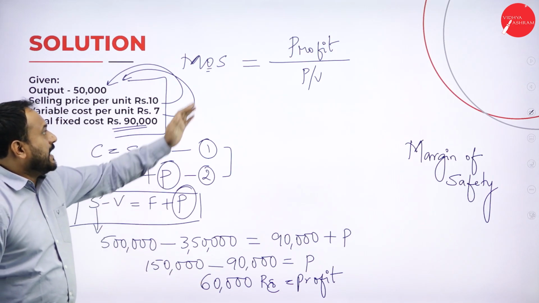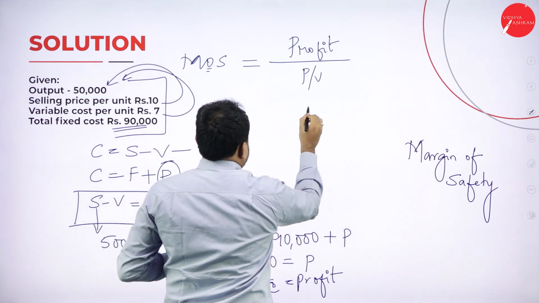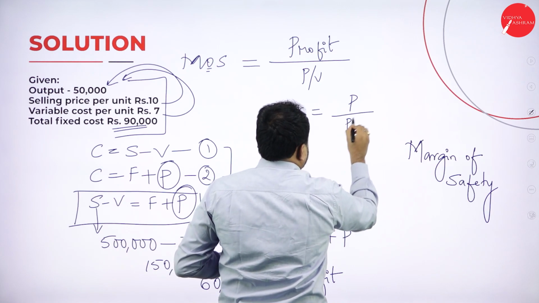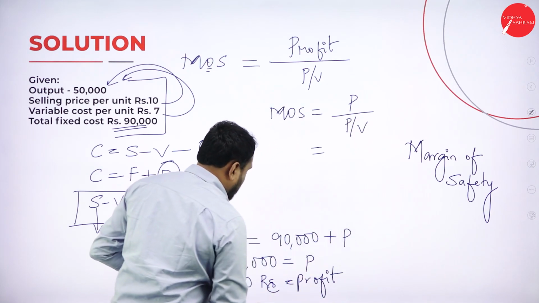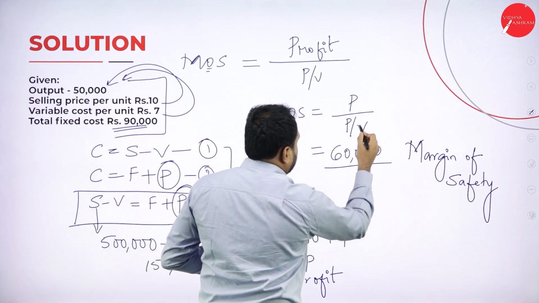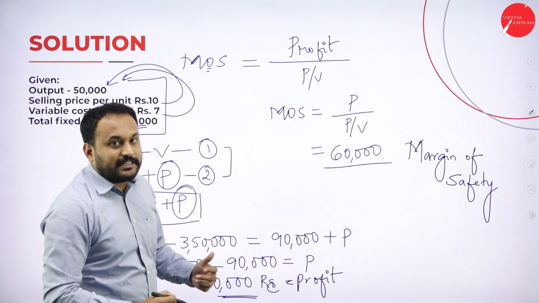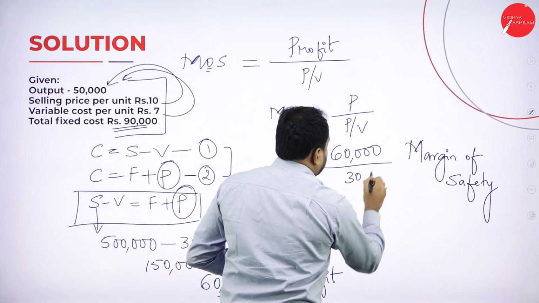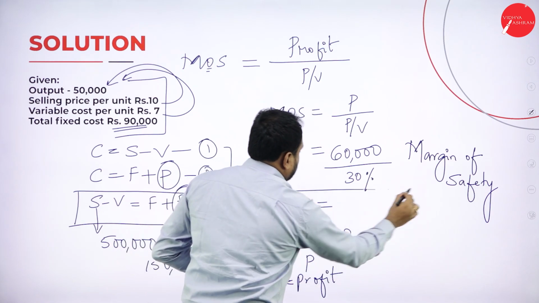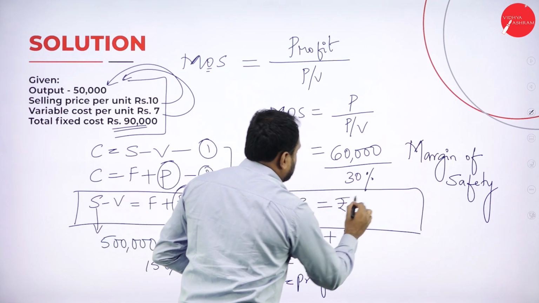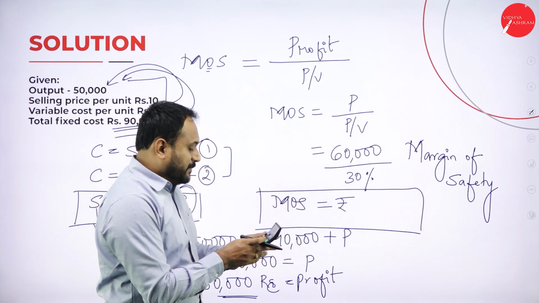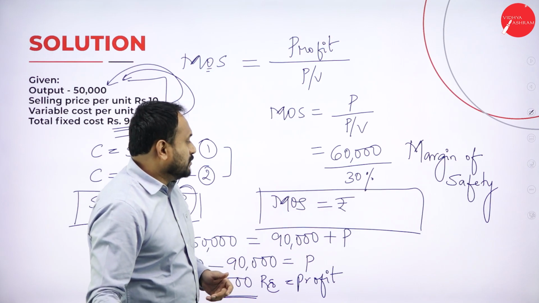Now what I should do is substitute here. Now MOS is equal to profit by PV, is equal to, profit is how much here? 60,000. So 60,000 divided by PV is how much? Now we have calculated our PV, that is 30%. So we'll write here 30%, is equal to, this is what MOS is. Now that is rupees. Take your calculator. Now we have 60,000 divided by 30%. It is 2 lakh rupees.